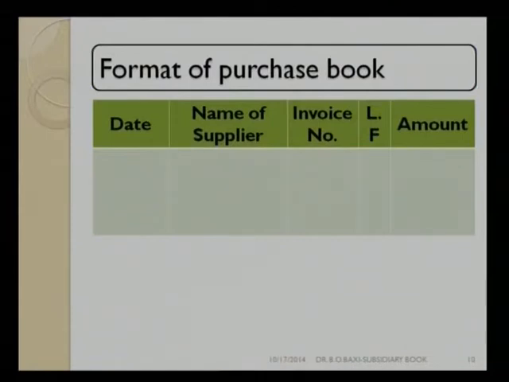Last one is amount, but before that is ledger folio. That means the ledger page number on which the entry or posting of this particular transaction or posting of this particular book has been done.